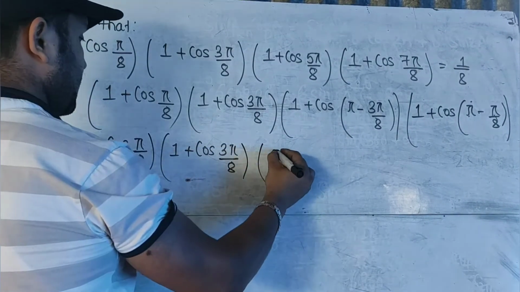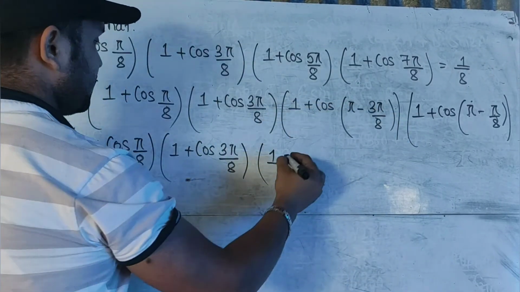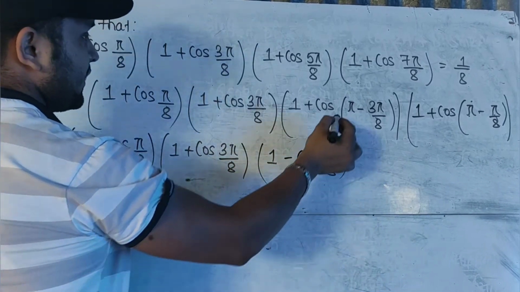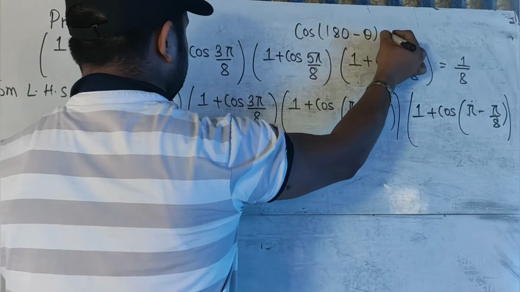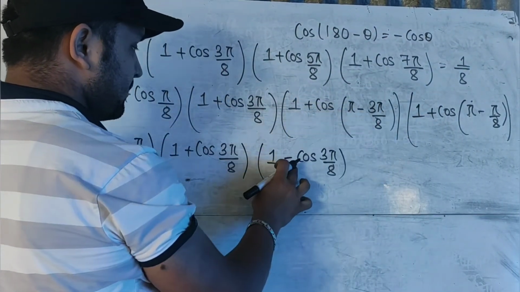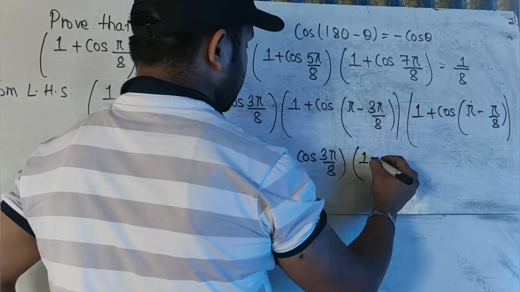Okay. cos 180 minus theta is minus cos theta, so it is into minus cos 3 pi by 8. The reason is cos 180 minus theta is minus cos theta. So this is 180 minus theta, minus cos theta. We do the same thing on the other side also. Cos 180 minus theta is minus cos theta.